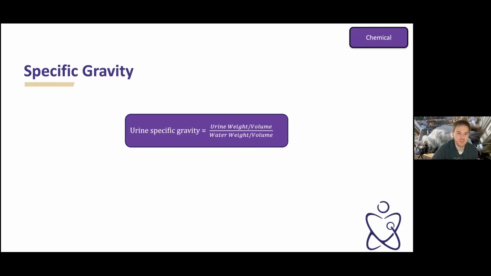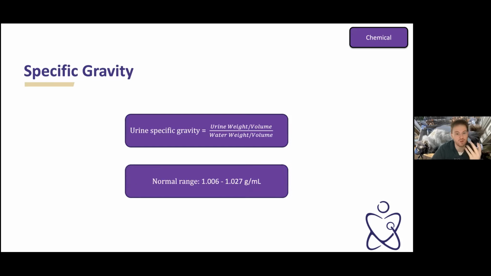And so whenever I think about what's going on or the things that could be changed in the spec grav, I try to think of what's going on in the numerator. So is the urine weight increasing or decreasing based off of what solutes are there, or is the volume increasing or decreasing? And so that will obviously, based off of this ratio, change. The normal range is going to be between 1.006 and 1.027 grams per milliliter.